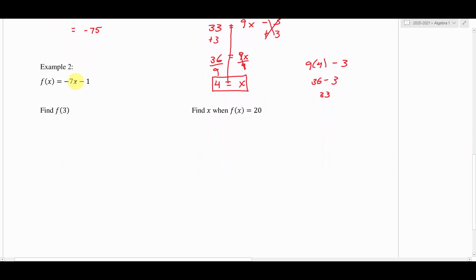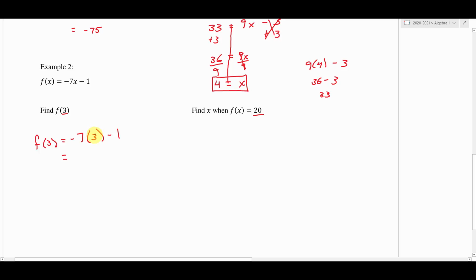So we've got a new function here, negative 7x minus 1. In the first one, they give me an input, and in the second one, they give me the output. So I'm going to do the input first. I want to figure out what f of 3 is. So f of 3 equals negative 7 times x, but the x is going to get replaced with a 3, minus 1.